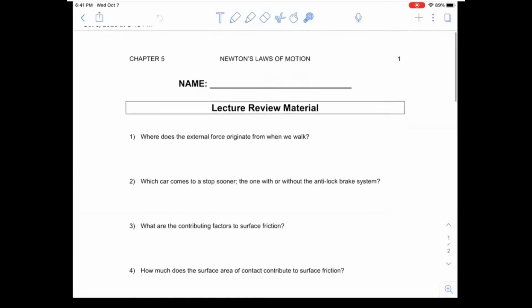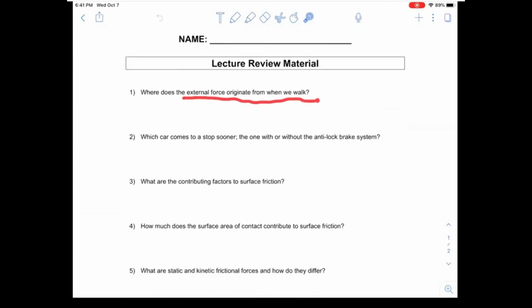Quick review. All right, so the external force, whenever we walk, where does it come from? We get the external force from where? The ground. Yeah, hold on, don't say anything else. Okay, cool, because it was muted. So where do we get the external force from? The ground. Okay, so I need more. Okay, so where do we get the external force from? We get it from somewhere.